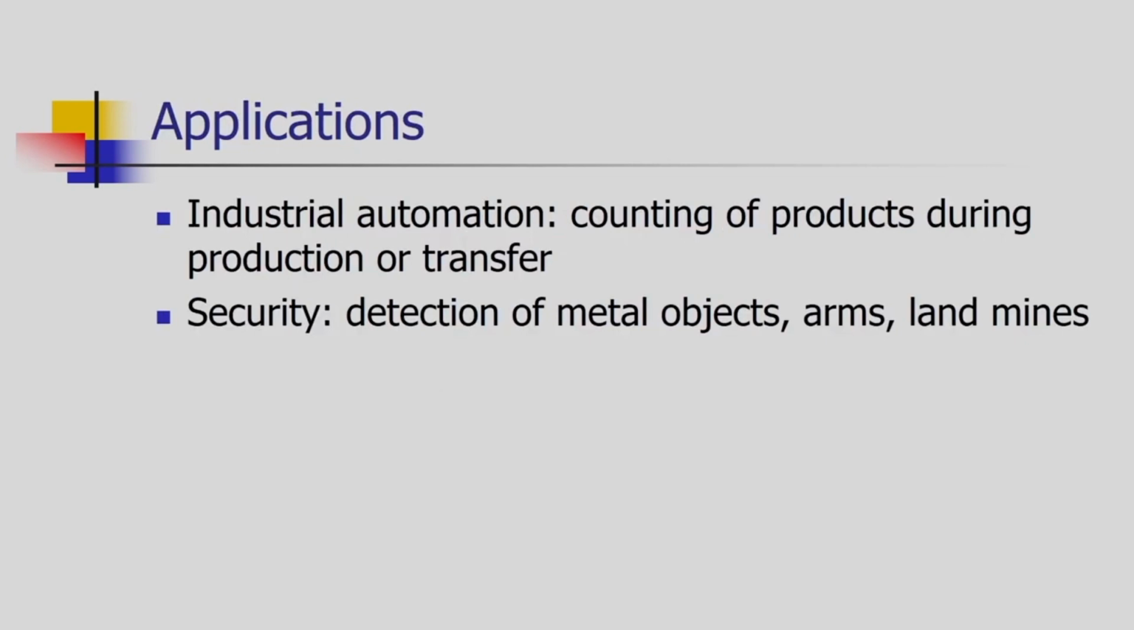Various applications are there. These are used to count the products which are moving on conveyors, but these products should be made up of metals. Inductive proximity switches are very widely used in security for the detection of metal objects, arms and landmines. Fine. Let me summarize lecture 2.